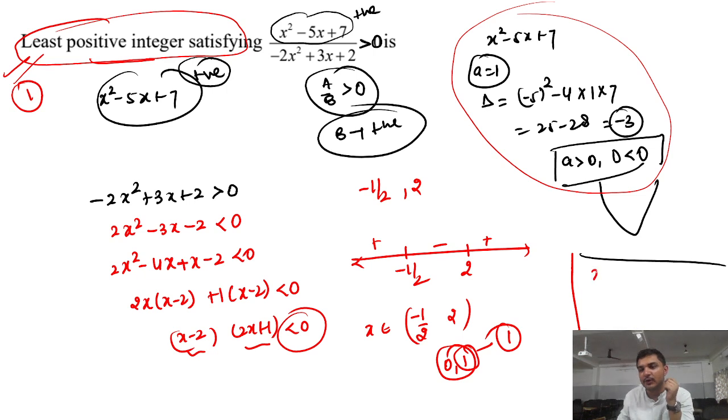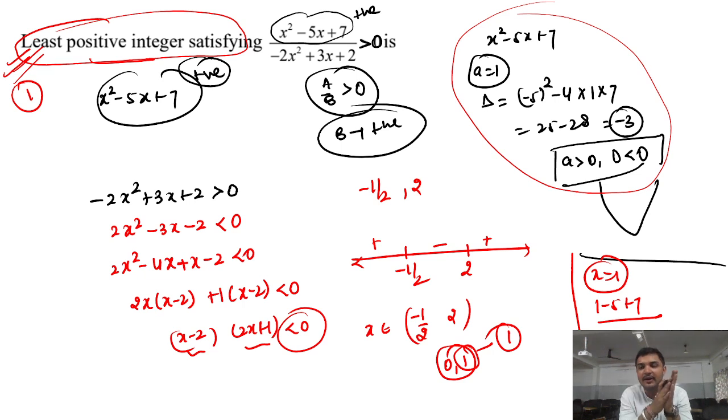If I'm putting x equal to 1, everyone, in the given question, what will I be getting? 1 minus 5 plus 7 divided by minus 2 plus 3 plus 2. Now you people let me know. Numerator is 8 minus 5, 3. Denominator 5 minus 2, 3, which is nothing but equal to 1. Is it greater than 0? Yes. That means 1 itself is satisfying the given inequality. Finished. No need to go further. Right? No need to solve accordingly.